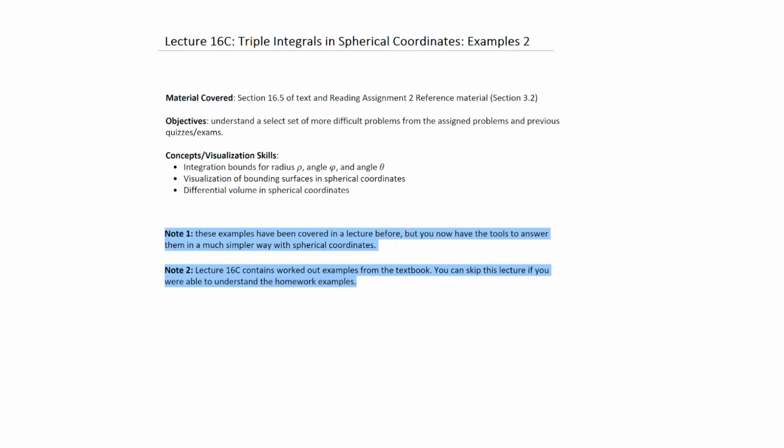other than Cartesian. Lecture 16.3 contains worked out examples from the textbook, and you can skip this lecture if you were able to understand the homework examples. Just one caveat: some of these examples I've done in spherical coordinates actually do not exist in the textbook, so they're quite new. So you'll have to pick and choose your way through this lecture as it suits you.